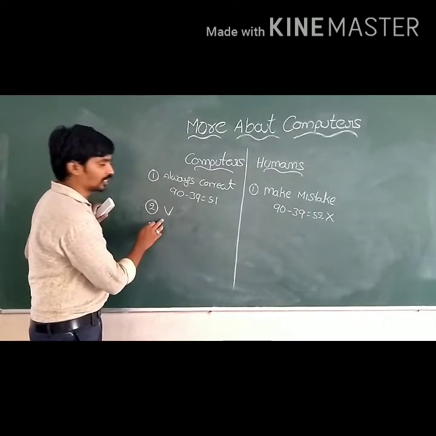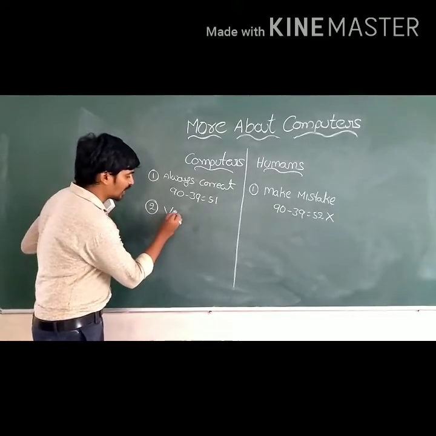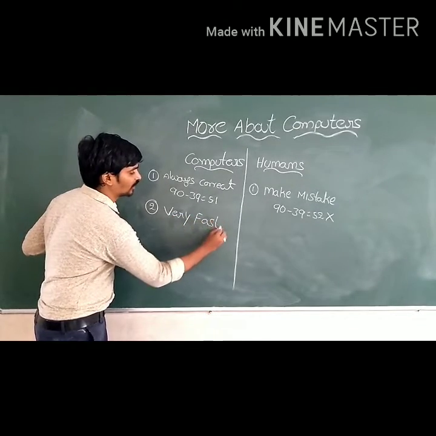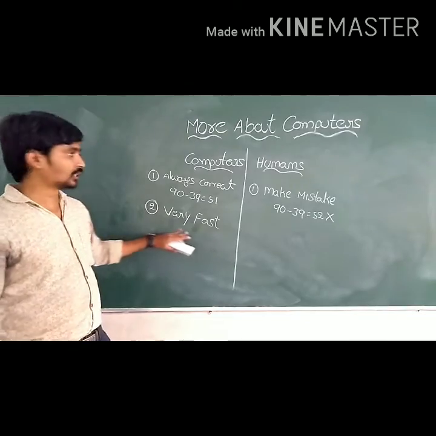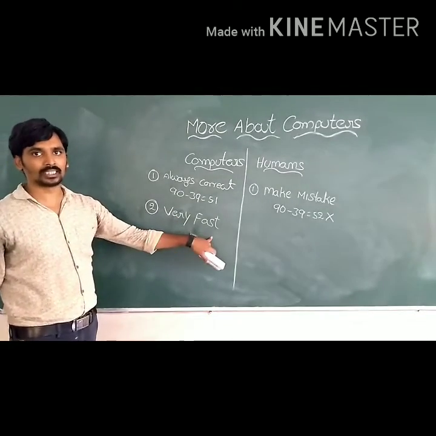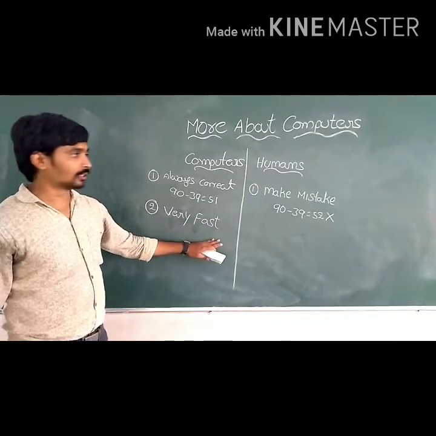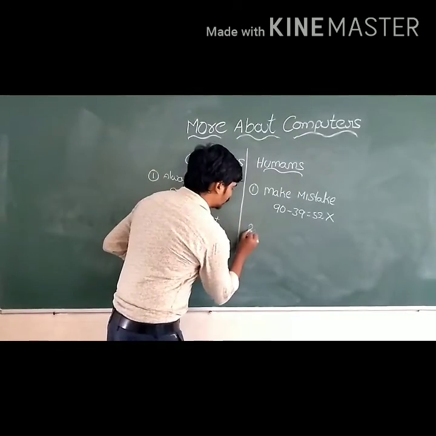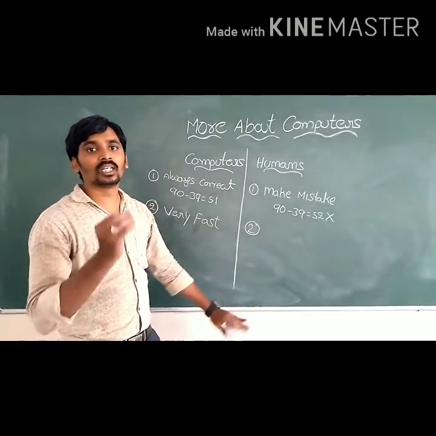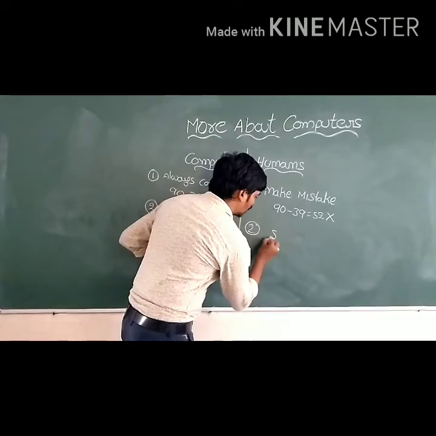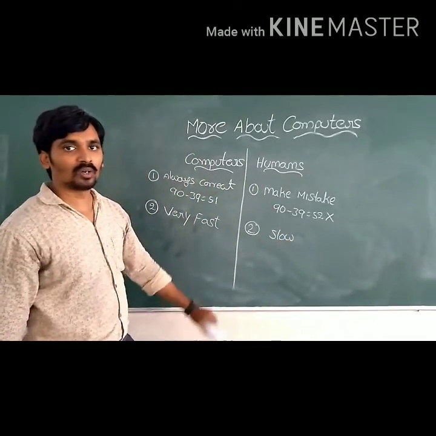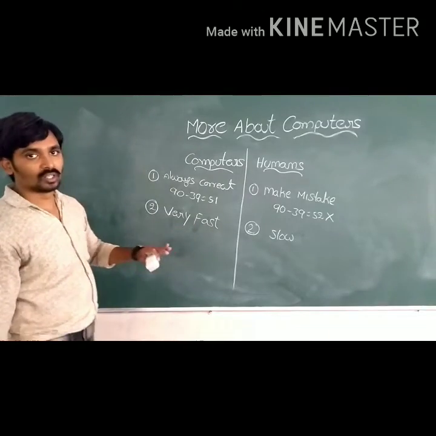Computer is very fast. Very, V-E-R-Y, very fast. F-A-S-T, fast. But how does it compare to a human? A human is very slow. S-L-O-W, slow. Slow processing.